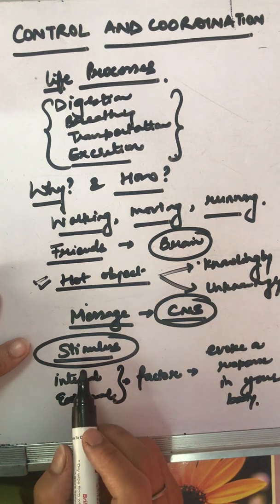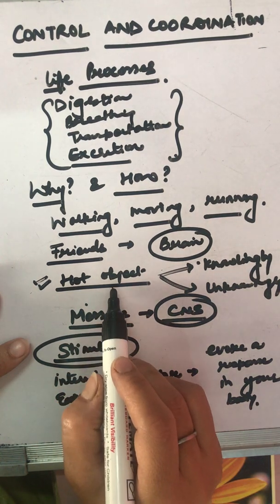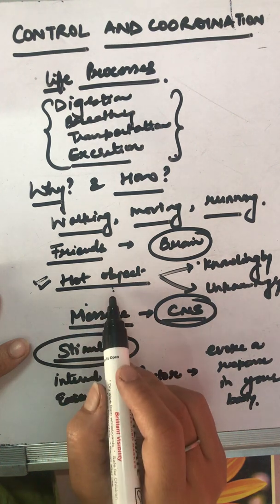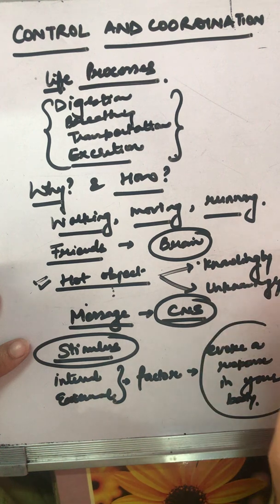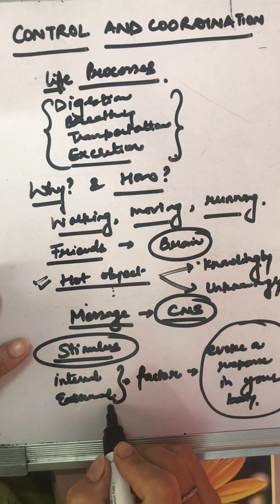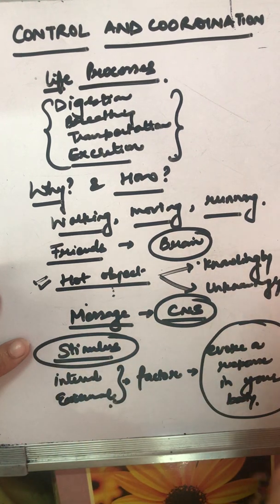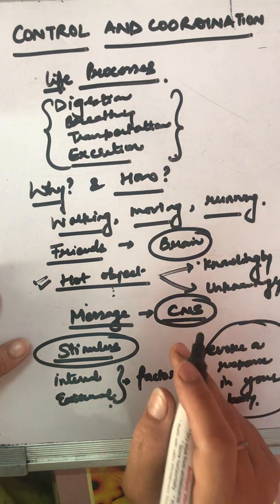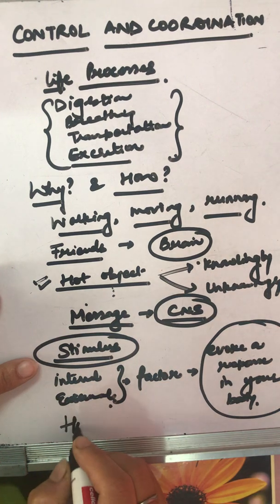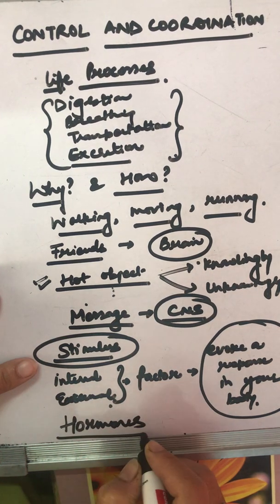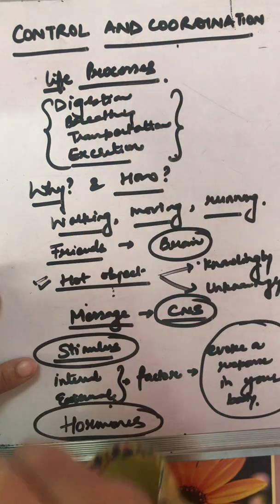Clear? So, if you touch a hot object, if a pin pricks your hand, and you are sitting in a classroom, talking to your friend, accordingly you will monitor the situation, how you have to behave. You will give a reaction or response in relation to the stimulus that is provided to you. Clear? So this is control and coordination that is done by the central nervous system. But only the central nervous system does it? No. There are hormones also which are involved in the process of control and coordination.